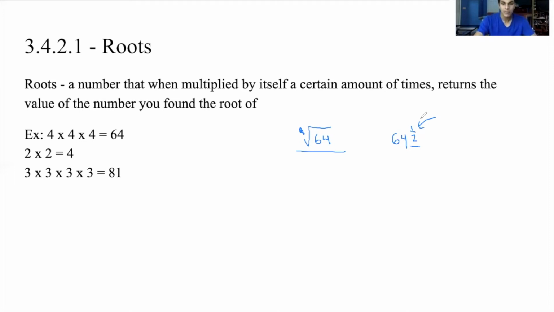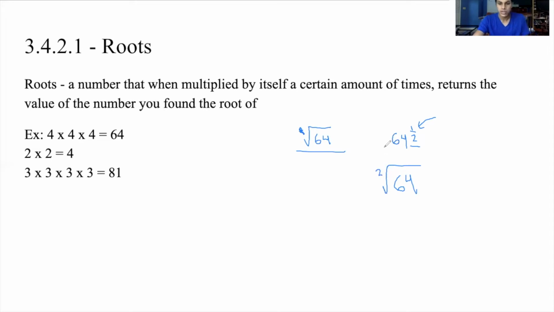So when I have 1/2 as my exponent, the 1 represents that it's just 64 because you're not raising it to the power of anything. But the divided by 2, or the 2 in the denominator, means you're finding the second root.